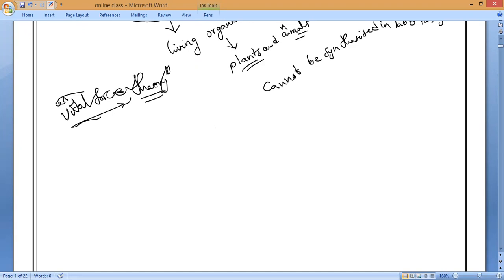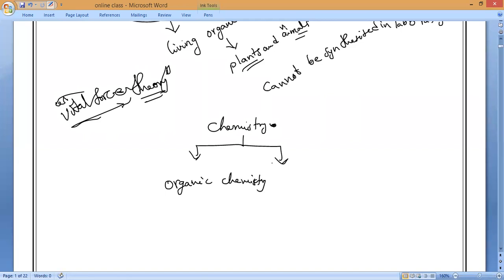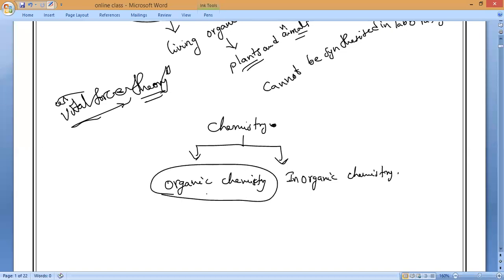organic compounds. So if you go to the 11th, the chemistry is separated into two branches. One, which we study about organic compounds, is called organic chemistry, and the one which we study about other substances, other than organic compounds, is called inorganic chemistry. So organic chemistry is the one which deals with organic compounds.